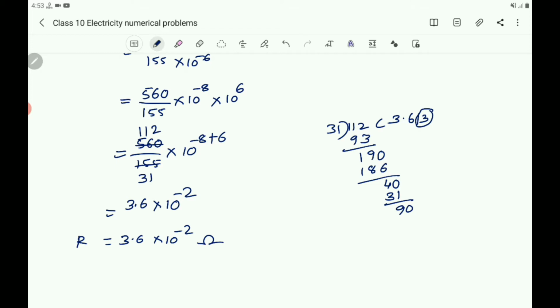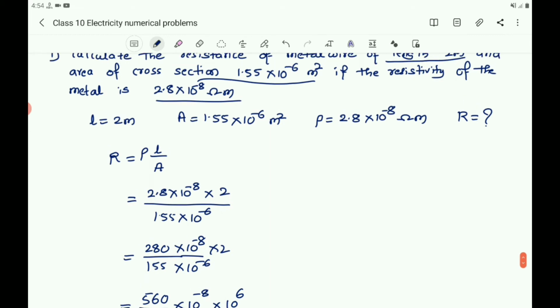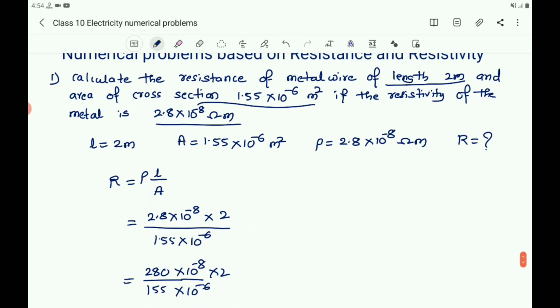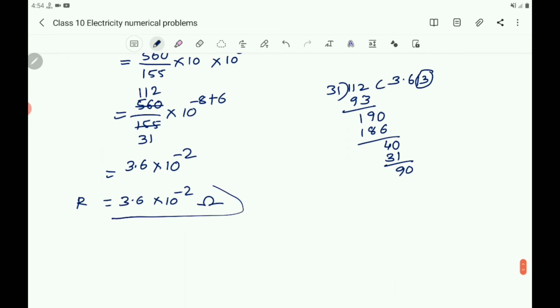Resistance of the metal wire of length 2 meter and area of cross section 1.55 into 10 power minus 6 m square, and the resistivity of that wire is 2.8 into 10 power minus 8 ohm meter, is 3.6 into 10 power minus 2 ohm.